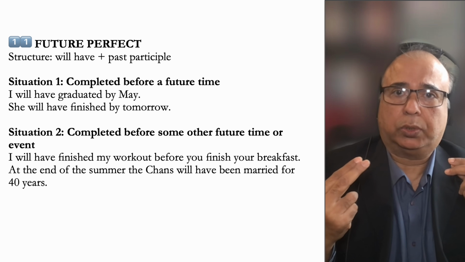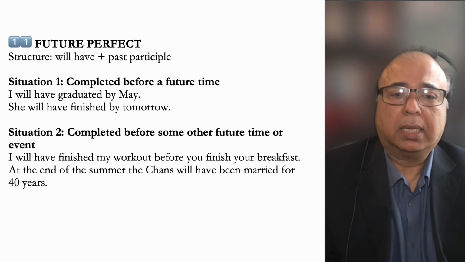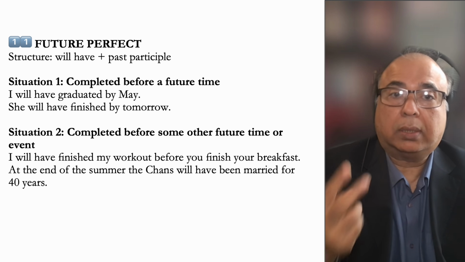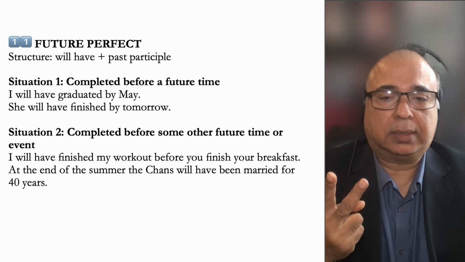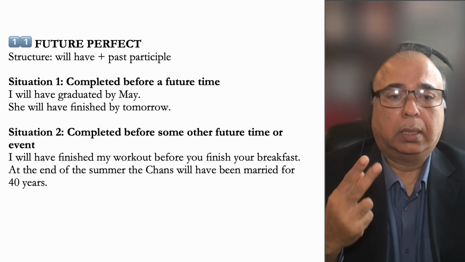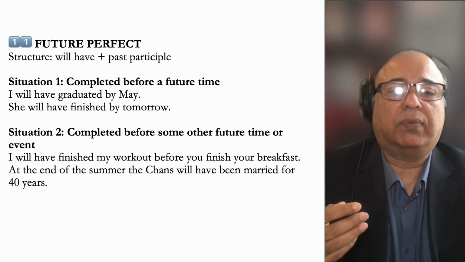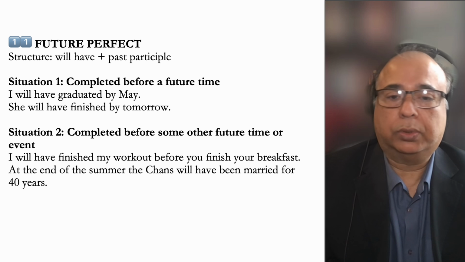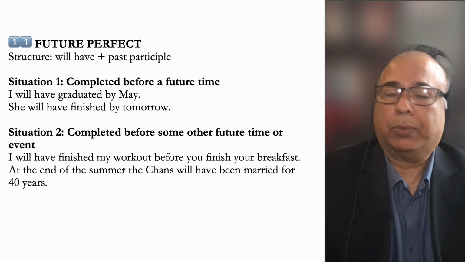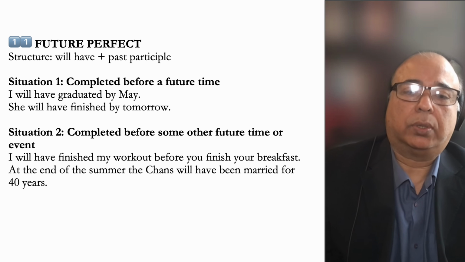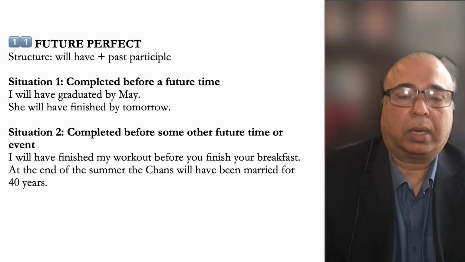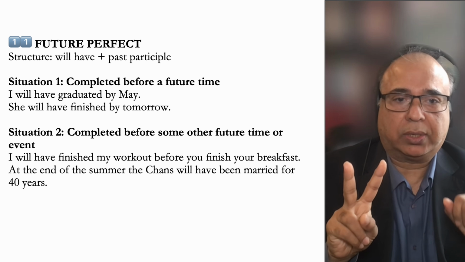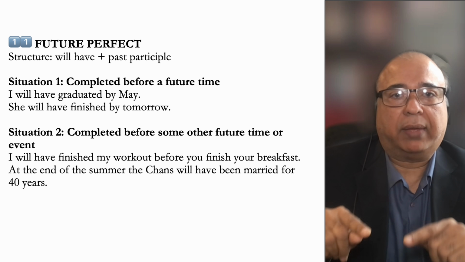Okay? A second situation in which we use future perfect is an action that will be completed before some other future time or event. Okay, so there are 2 actions happening here. Okay, this is important, so pay attention. 2 actions. I will have finished my workout before you finish your breakfast. Okay, so I get up in the morning, I'm doing my breakfast, and I tell my roommate who's about to fix his breakfast, I say, I will have finished my workout before you finish your breakfast. So two actions are happening. Future perfect. I will have finished.